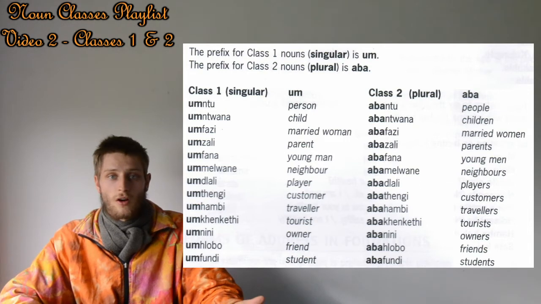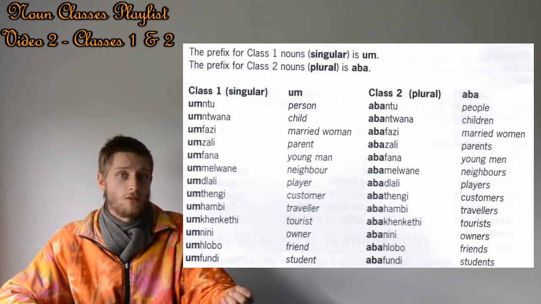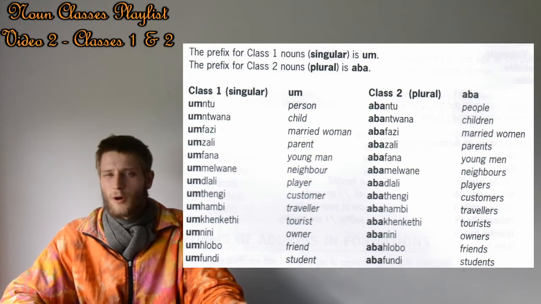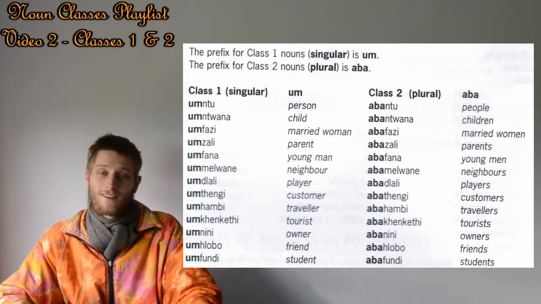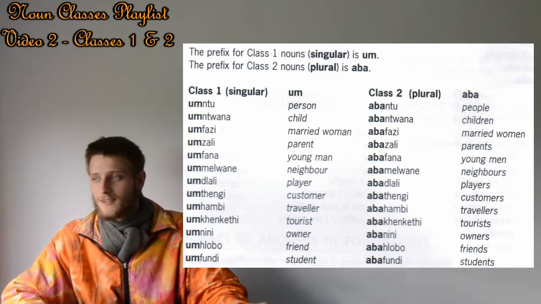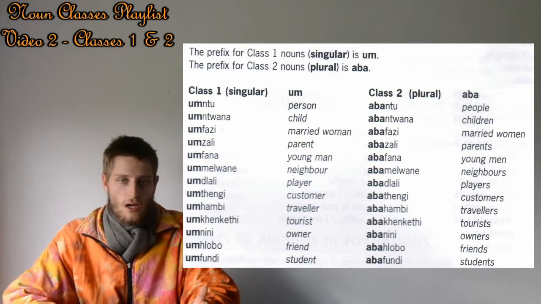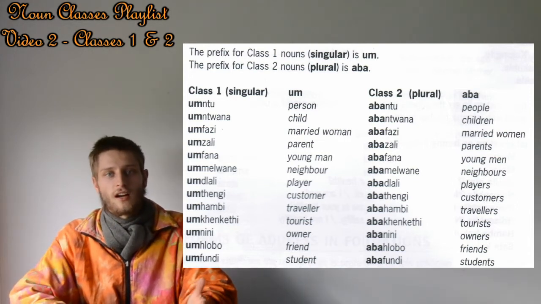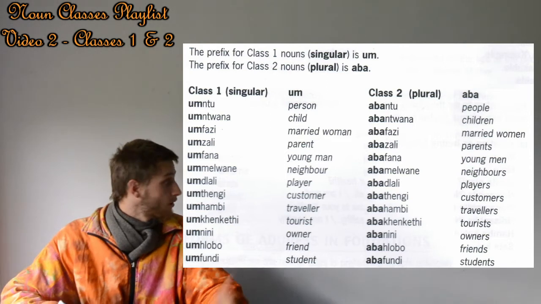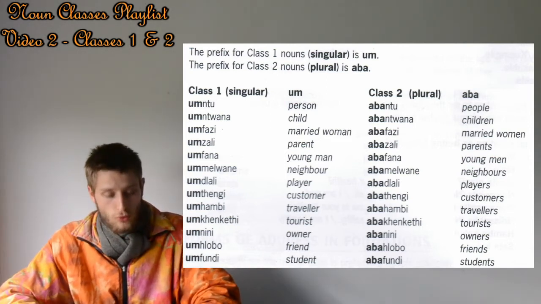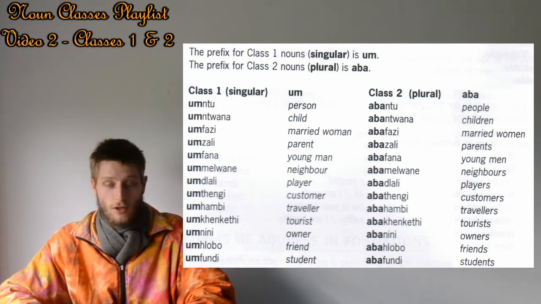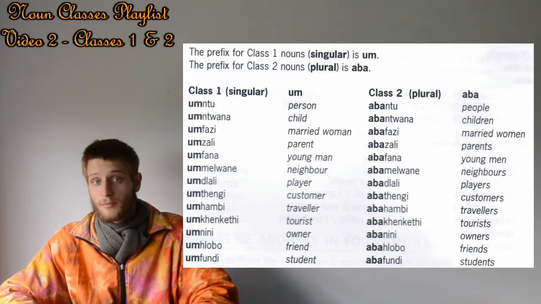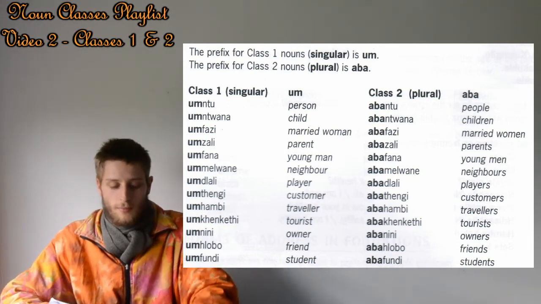So class 1 and 2 are basically nouns that are related to humans, but not necessarily proper nouns like John or Nomzana. These are things like, as you can see up here on the overlay, umntu. Umntu is an example of class 1, which means person, and it corresponds with class 2, abantu, which means people. So you can see there's that correspondence between singular and plural, guys.